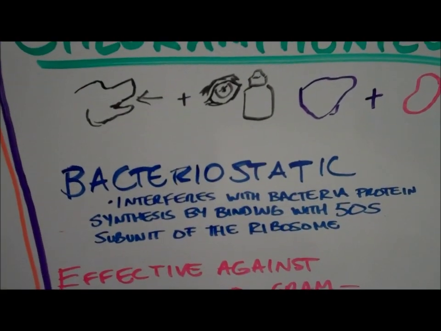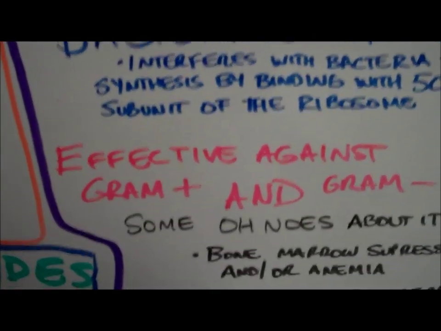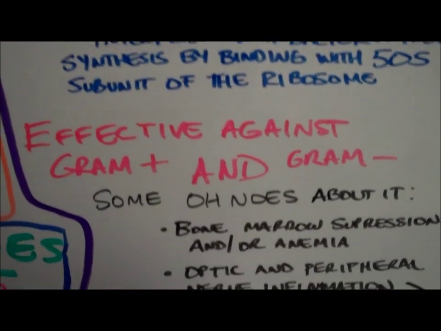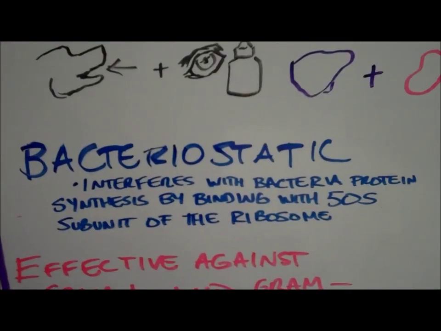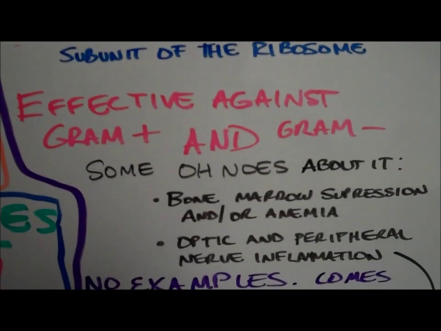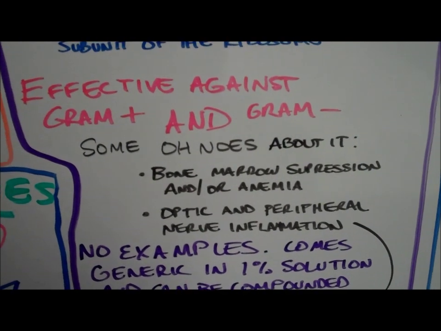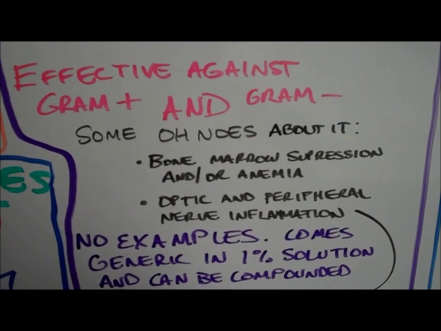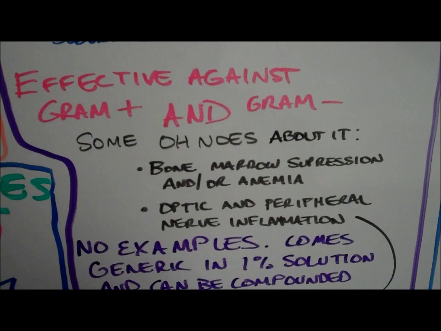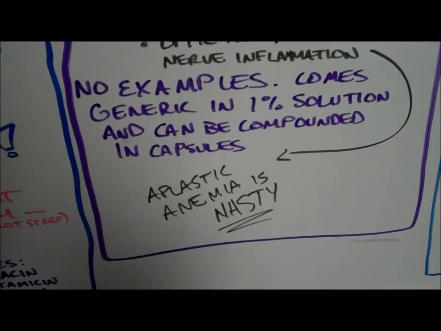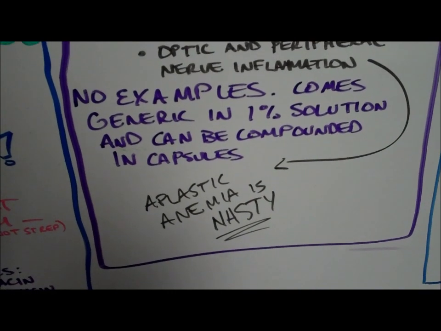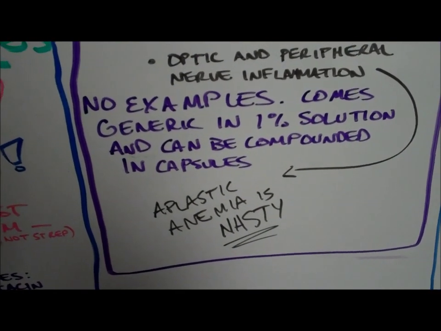It's also bacteriostatic, so it stops the baby makers. It's effective against gram-positive and gram-negative bacteria. Some bad stuff about it is that it causes bone marrow suppression and or anemia, and optic and peripheral nerve inflammation. That kind of sucks. Aplastic anemia is nasty. No one wants to get aplastic anemia.